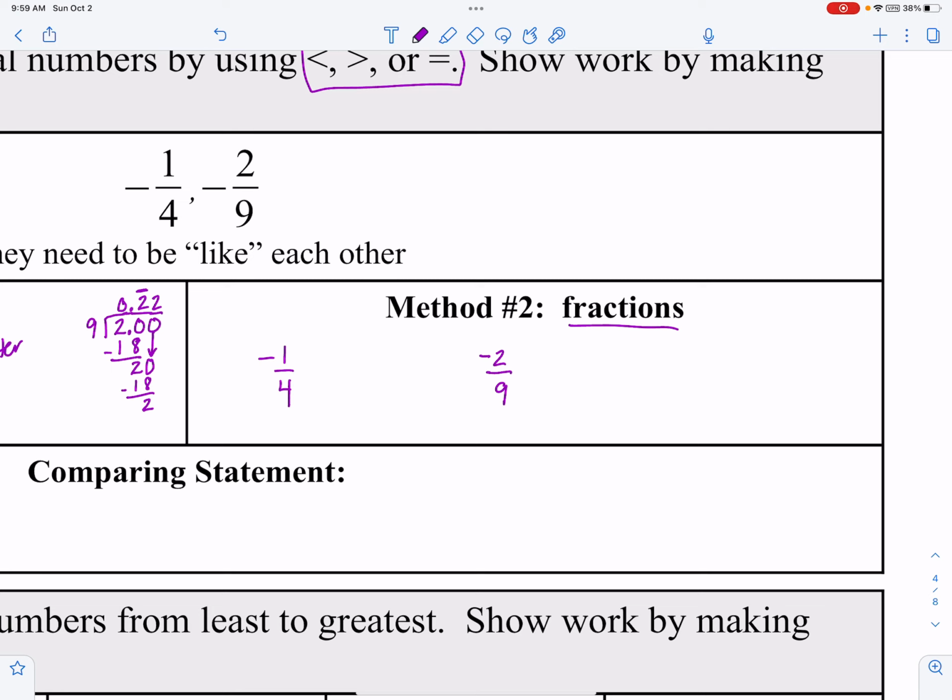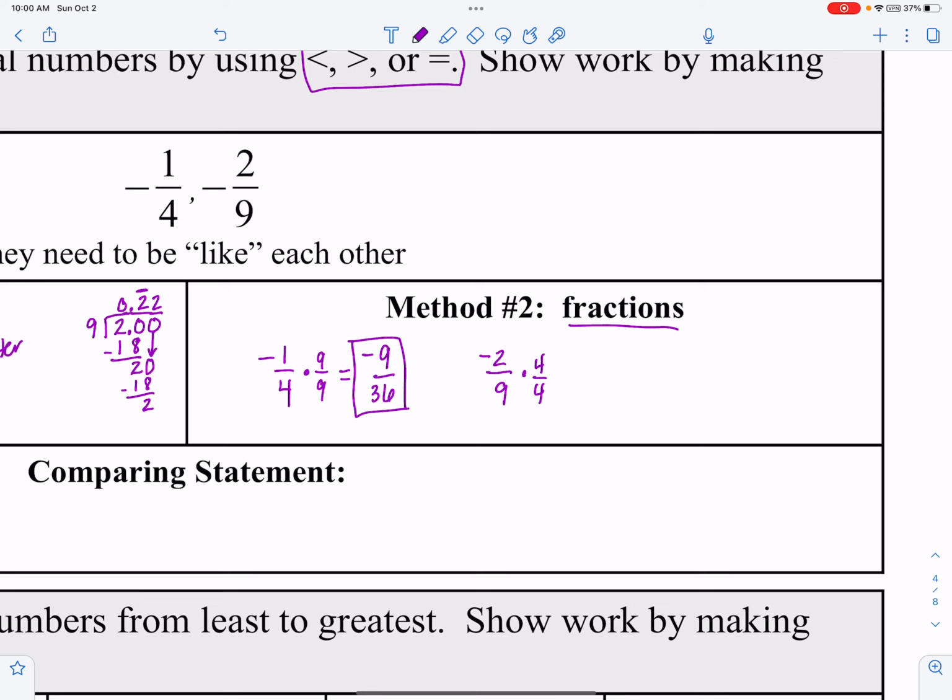I don't really care about the rest of it here. So I'm just going to use each other's denominators, and I'm going to multiply by 9 over 9. And then I'm going to multiply by 4 over 4. Okay, and keep it nice and simple. So my equivalent fraction to this, 9 times the -1 is -9, and 4 times 9 is 36.